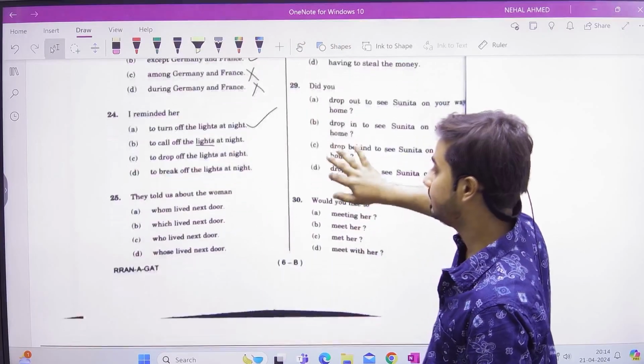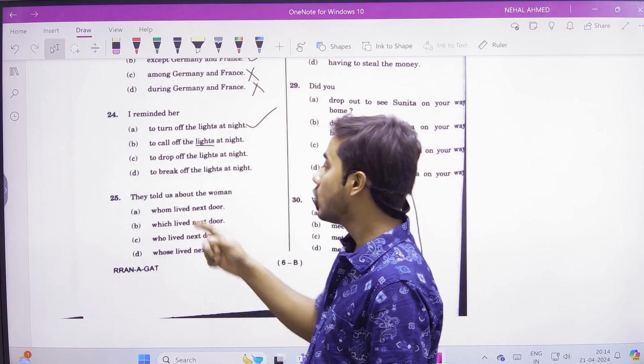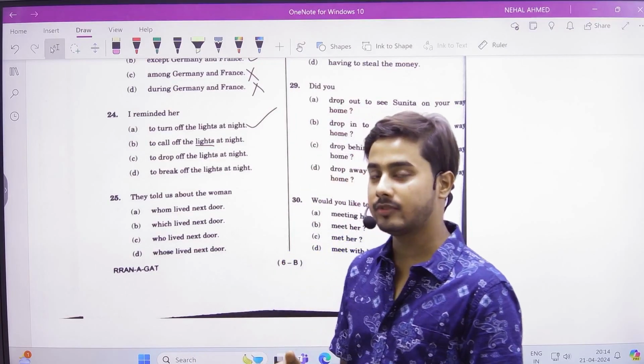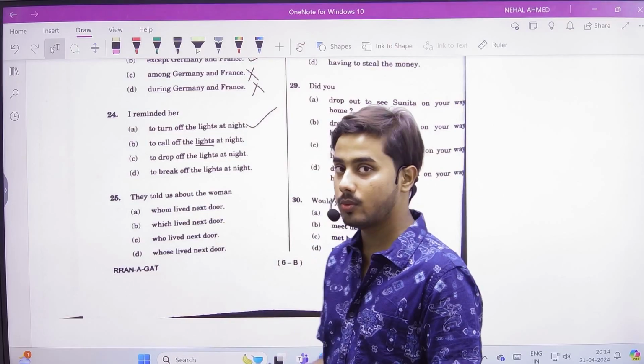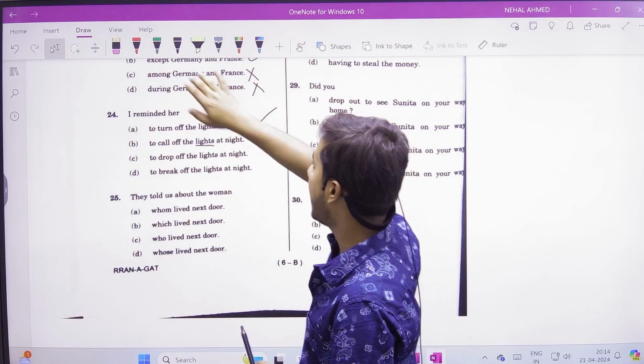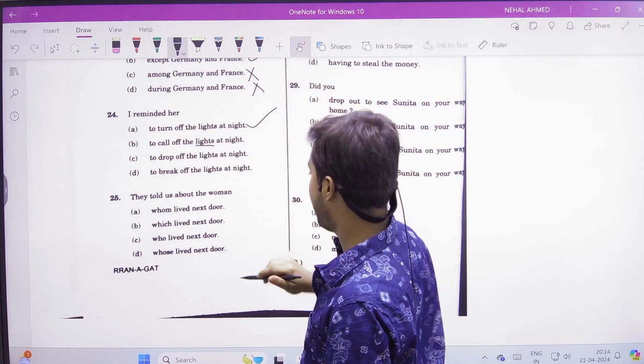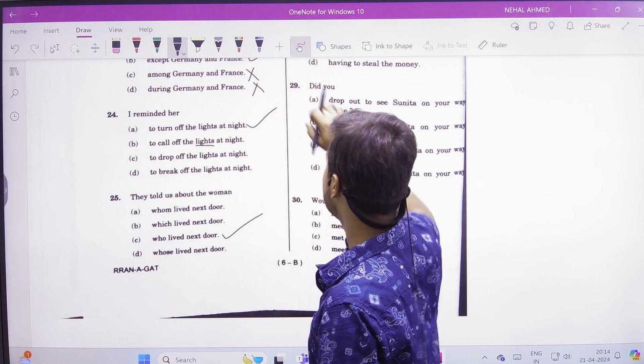Proceeding forward, they told us about a woman whom. So whom is not something that we can use with a noun already mentioned here. So it's who, because who is a pronoun that we can use with nouns. So who lived next door?